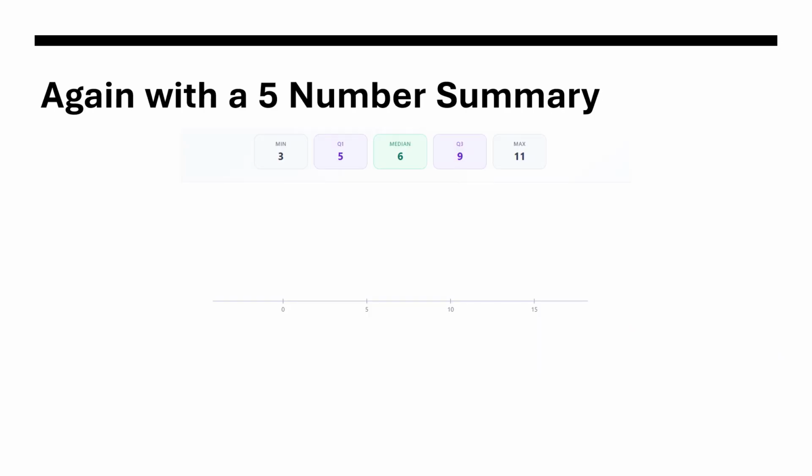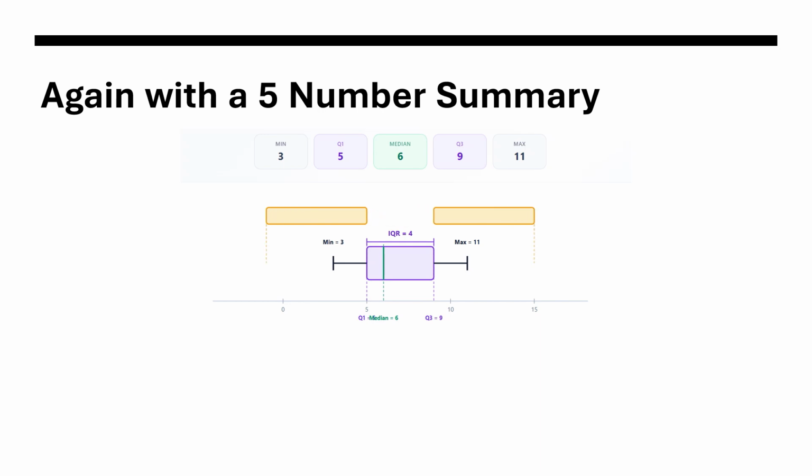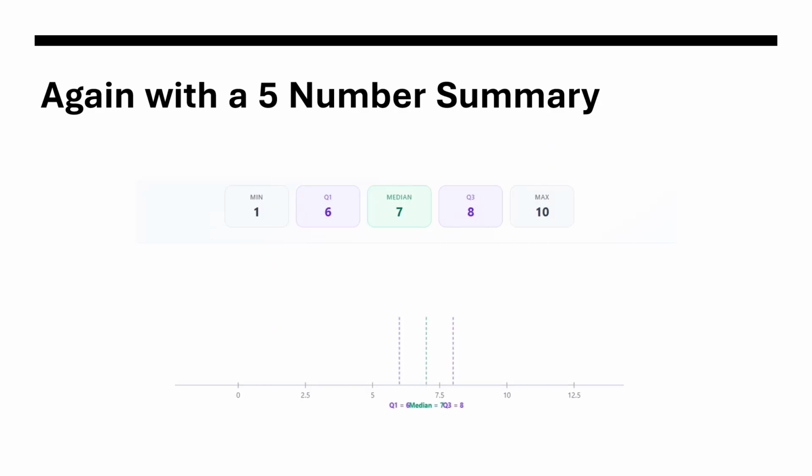Sometimes you just have the 5-number summary. You'll still plot all of those things. Here's your box, whiskers, IQR, fences, no outliers. And here's one where you do have outliers.